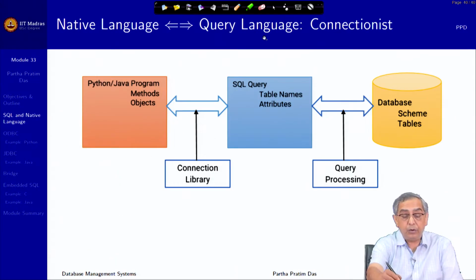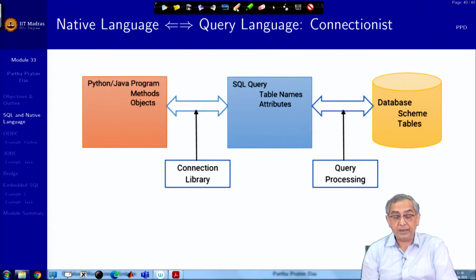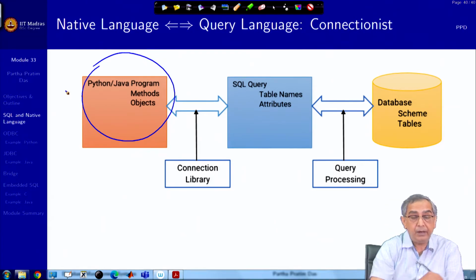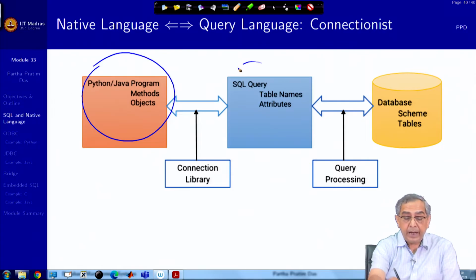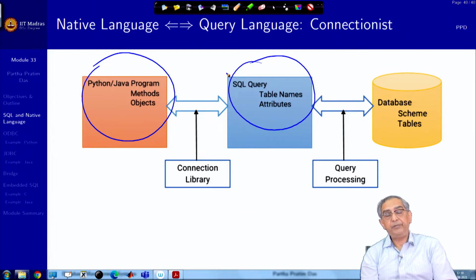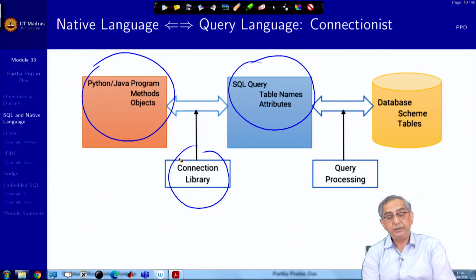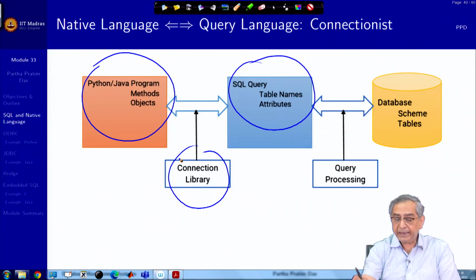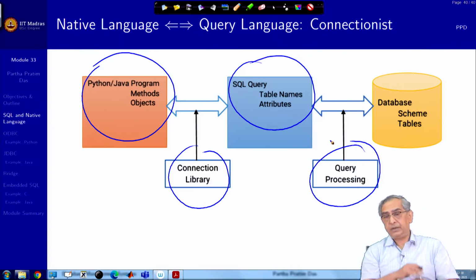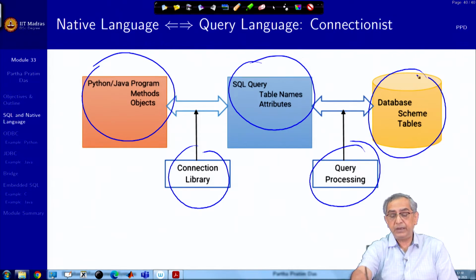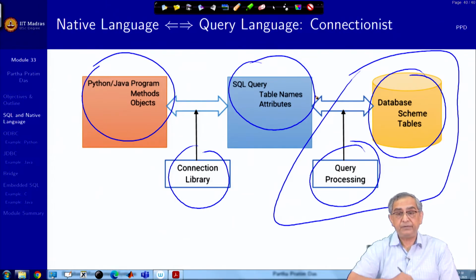So, this is the overall architecture of the Connectionist one. You have a high level program, and you have a SQL query with tables and all that, and you have this connection library, which could be ODBC, it could be JDBC, some set of APIs which allows you from the high level language to connect, submit the query and get the result. And then inside the database process, it is the typical SQL query processing using the database and schema. This part is what we have already covered.